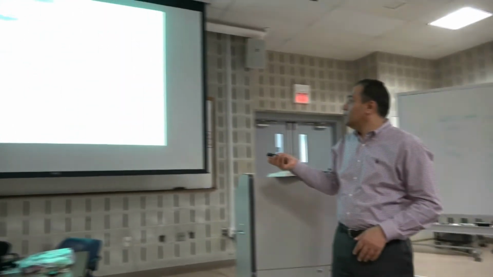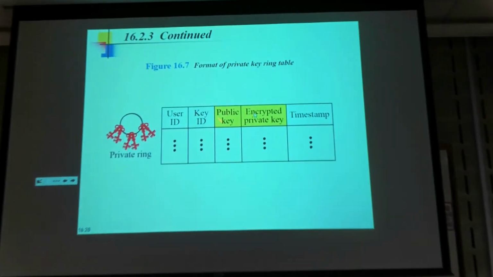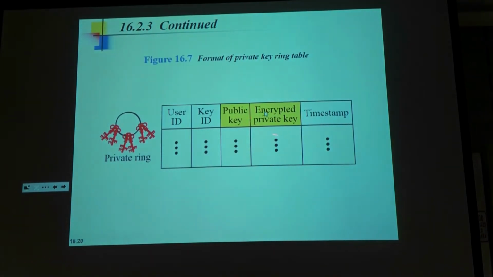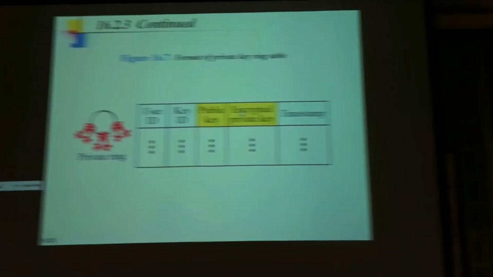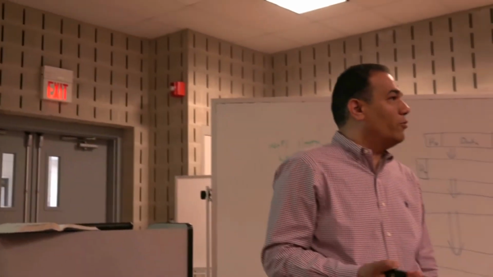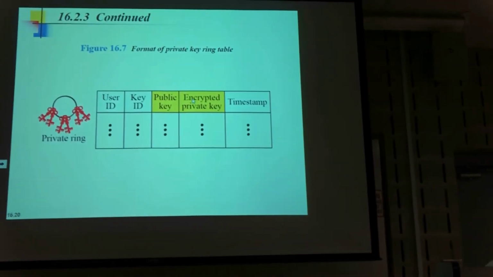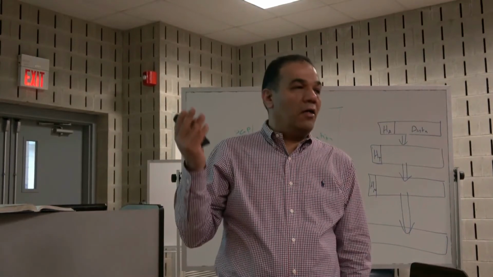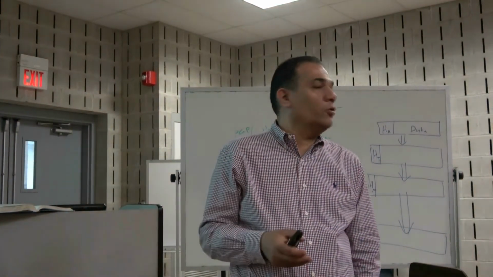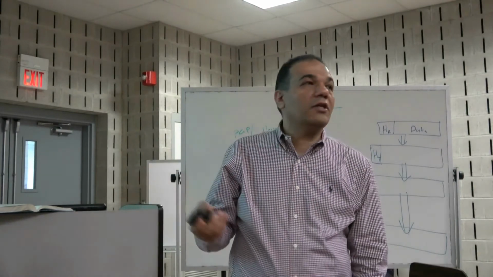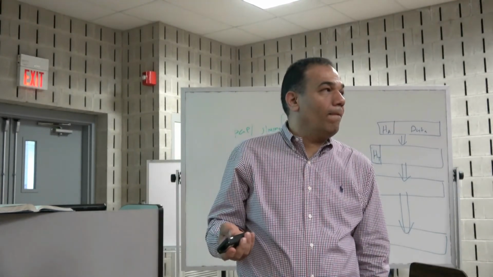So you have the user ID, the key ID, the public key, and when I save, I save the encrypted private key. It's saved encrypted because if somebody knows the private key, that's a problem, right? Public keys are public. And then the timestamp, because a key could have a life when you issue it. So you issue a key for a month. After a month, it needs to be renewed. You throw this pair away and you get another pair. All right, that's the format of a private key ring.